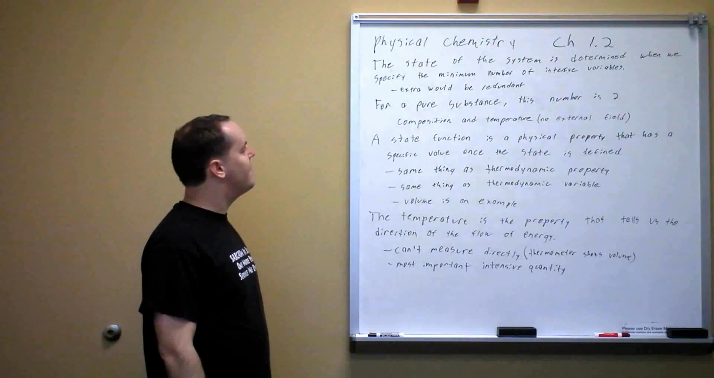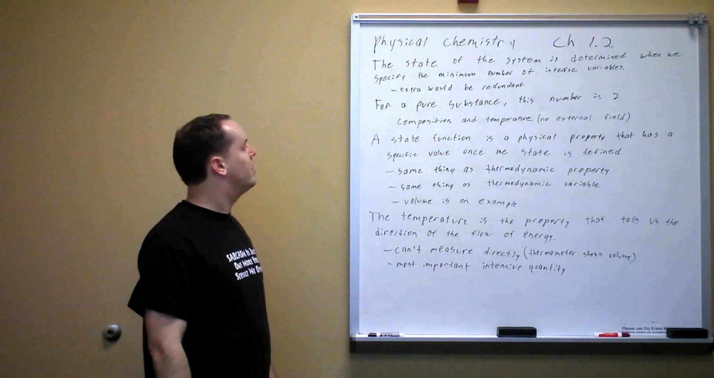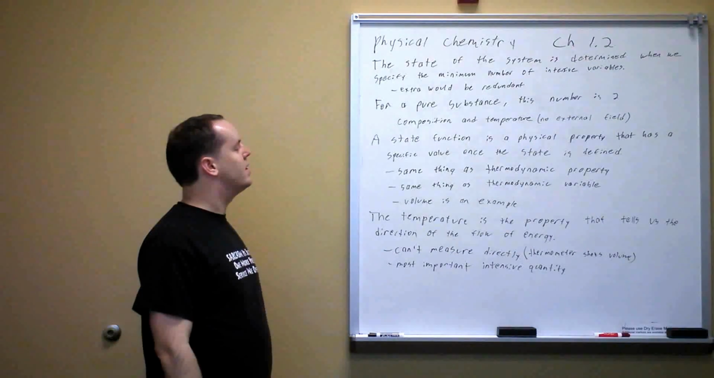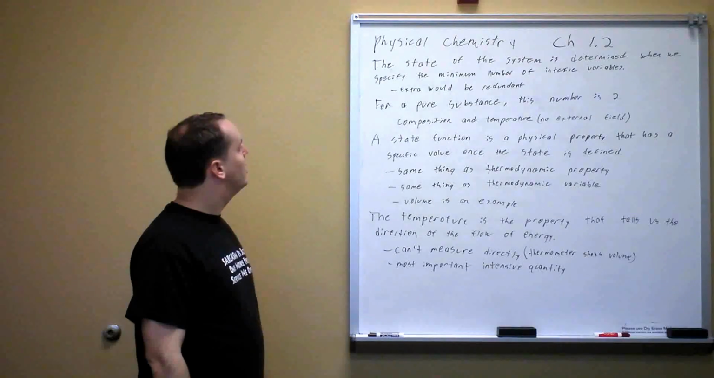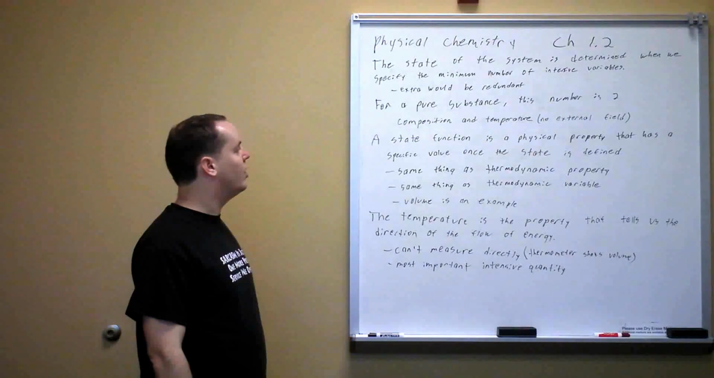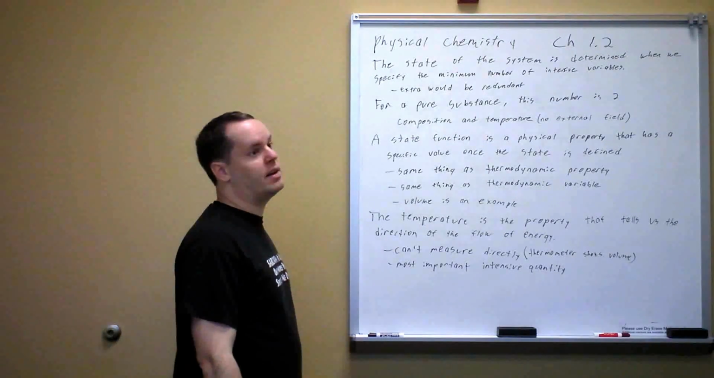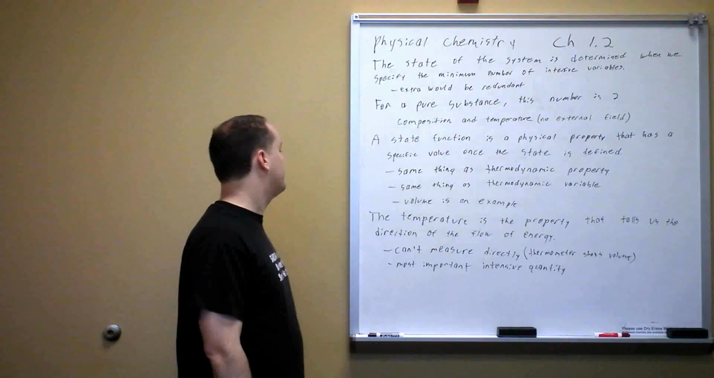Also, we're going to define state function. The state function is a physical property that has a specific value after we know what the state of the system is. The state function is another name for thermodynamic property or thermodynamic variable. Example is volume, although keep in mind volume is extensive. So that's not technically true because you have to know the size of your system.